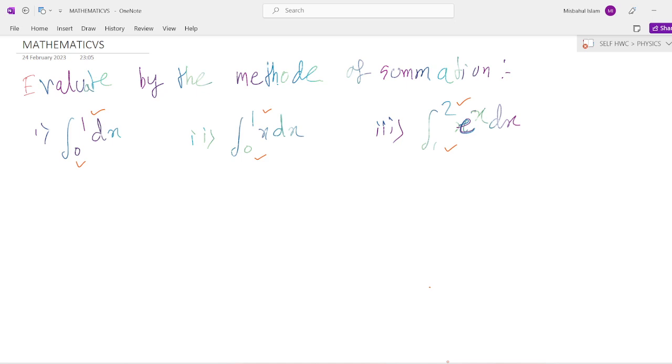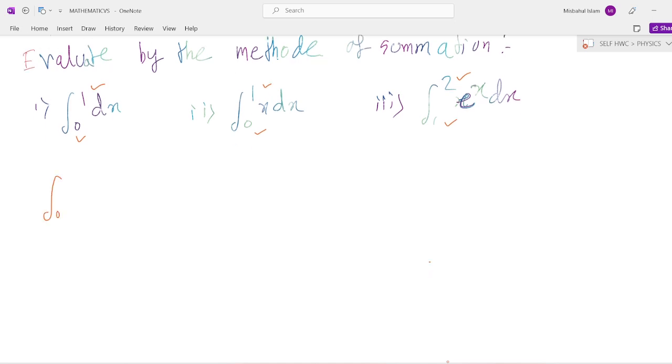So first you note down this question's answer. Okay, this question you try first, then try to solve the next problem. The first question, 0 to 1 dx, is a definite integral as the limit of a sum. So it is limit n tends to infinity, 1 by n, summation of r equals 1 to n, 1, which is limit n tends to infinity, 1 by n into n. Okay, n and n cancel, it is 1. So this question's answer is 1.